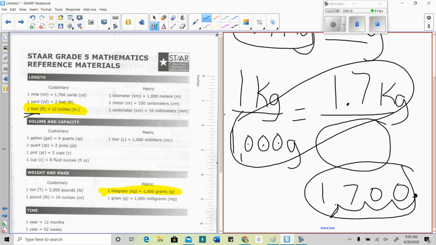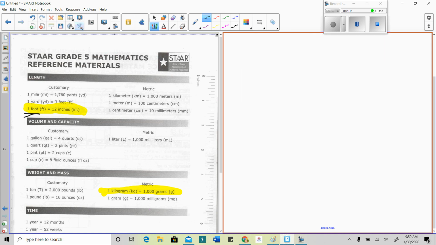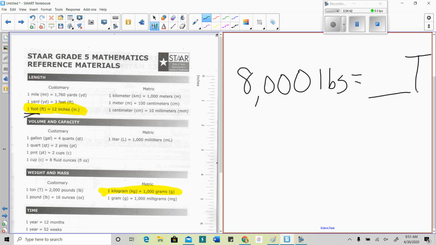Okay, so we're going to do one more of these before you do some practice problems today. Okay, so let's say I had 8,000 pounds, and that would be LBS, and I wanted to know how many tons that was. So I'm going to look in my chart, and I'm going to find pounds and tons, or tons and pounds. So it is right there.